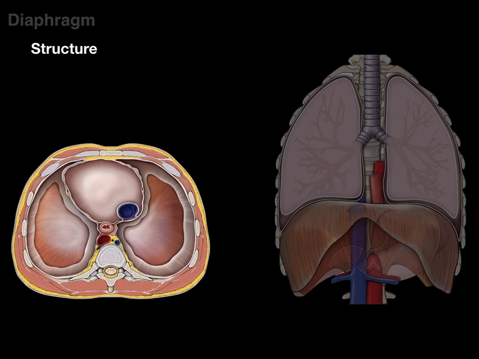Now let's talk about the diaphragm. So the diaphragm is located between the abdominal and thoracic cavities, and it attaches to the xiphoid process anteriorly, the ribs and costal cartilage laterally, and T12 to L2 vertebrae posteriorly. And these muscle fibers insert on a central tendon.